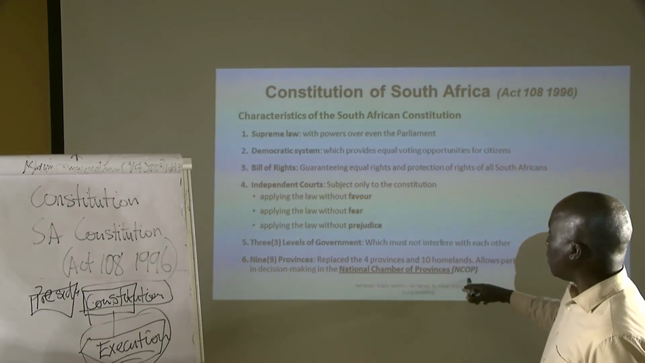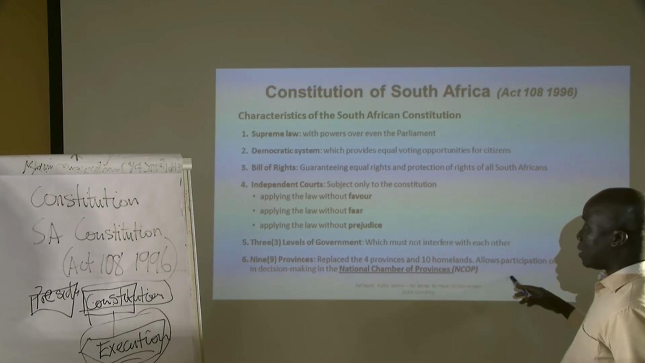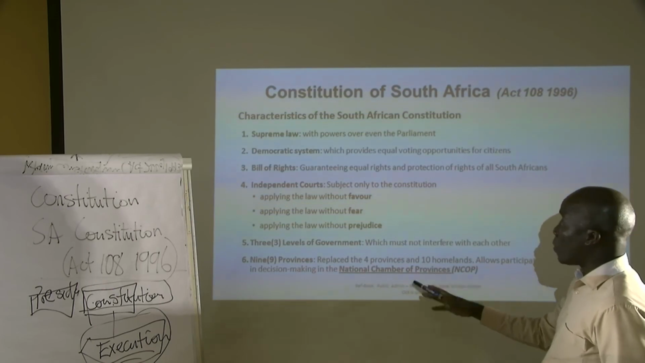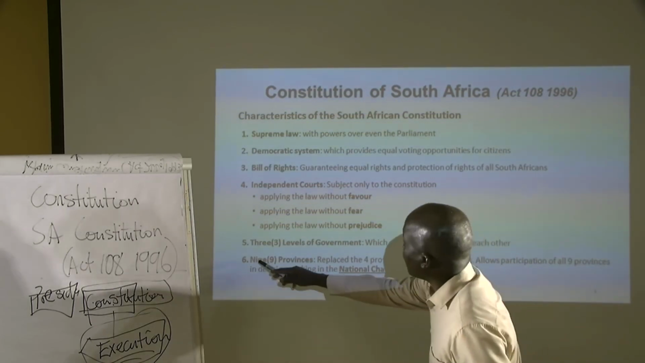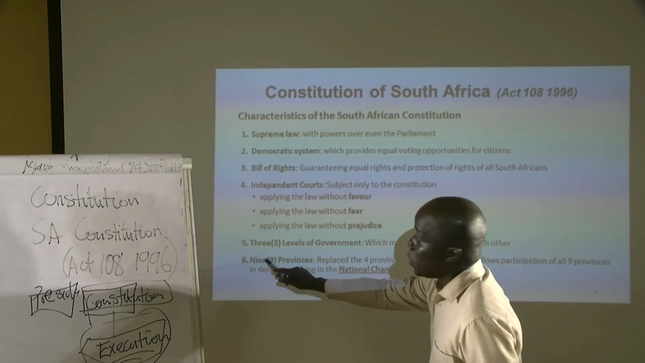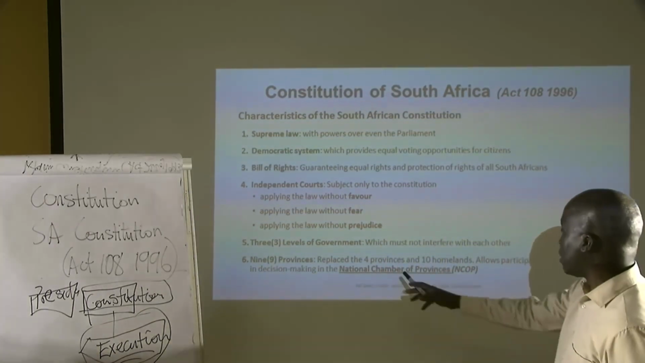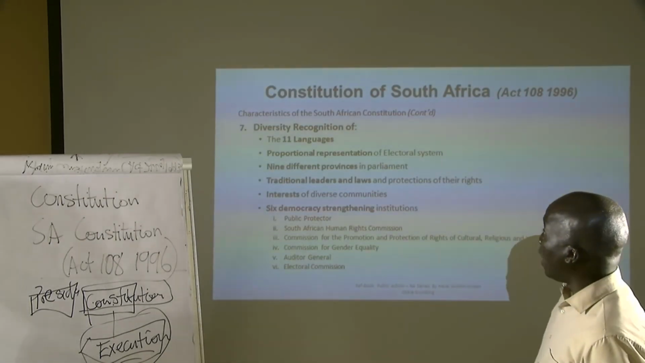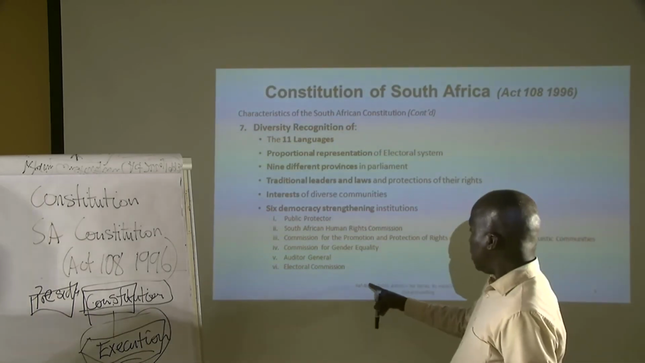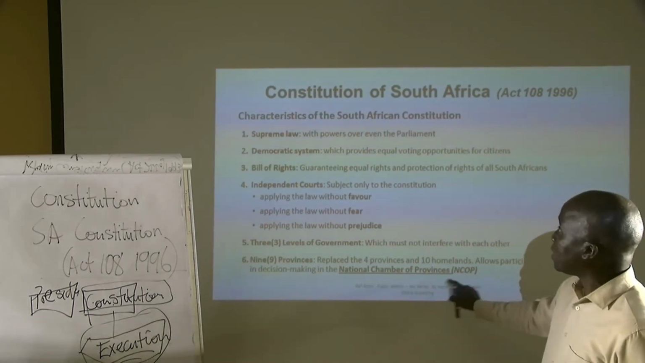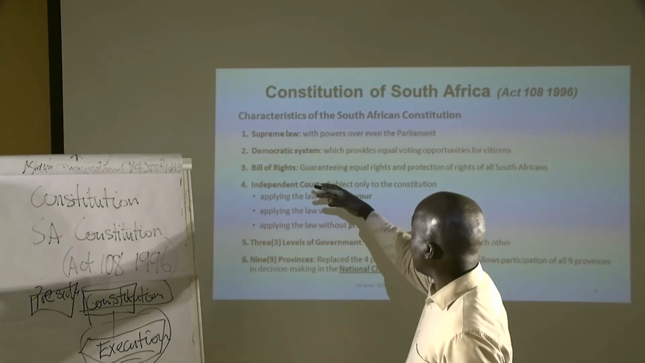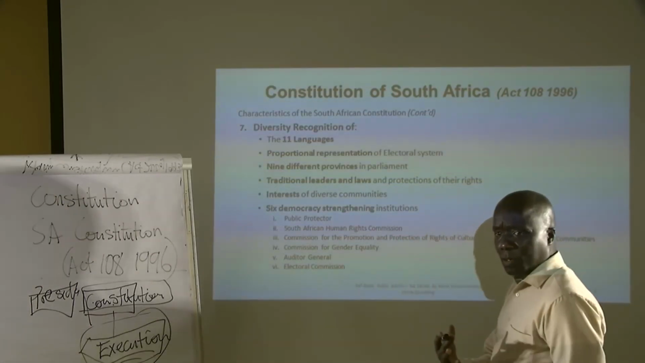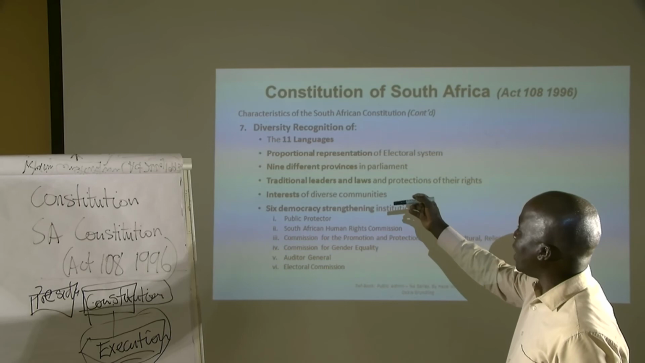And then we have the 9 provinces that replaced the 4 provinces and 10 homelands. South Africa was divided into homelands and 4 provinces. But now the characteristics of the new constitution bring in 9 provinces instead of those which were separated, and they all gather together as the National Council of Provinces. That's where they gather together to deliberate. We go to the next one, depending on the time which we have.